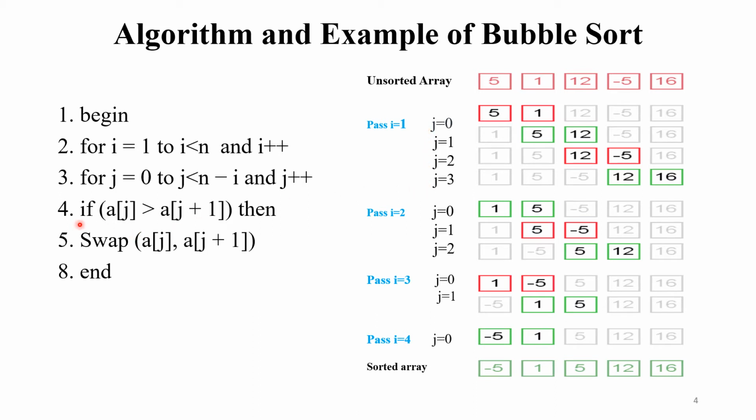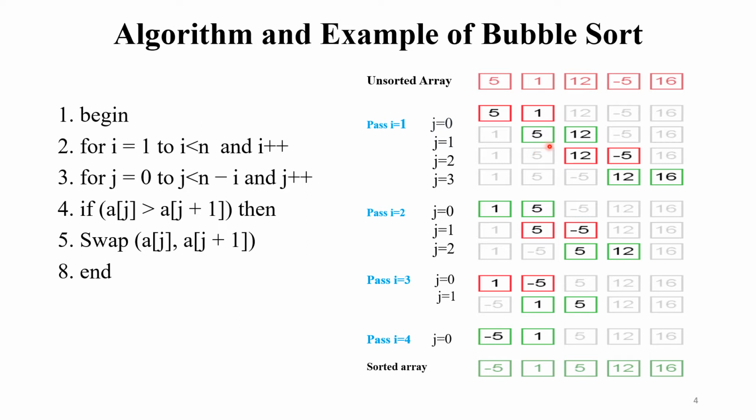Now in step 4, condition is if a of j is greater than a of j plus 1. Means first value is greater than second value, then we swap these two values. So here our a of j is 5 and a of j plus 1 is 1. So here our 5 is greater than 1, then we interchange, means swap these two values. So in second iteration, means j is equal to 1, our 1 is moved to the first index and 5 moves to the second index. Here we use swapping.